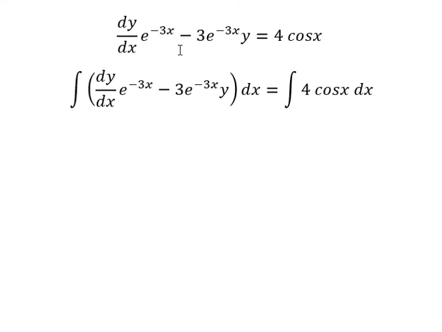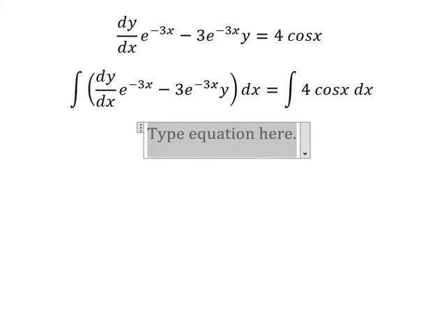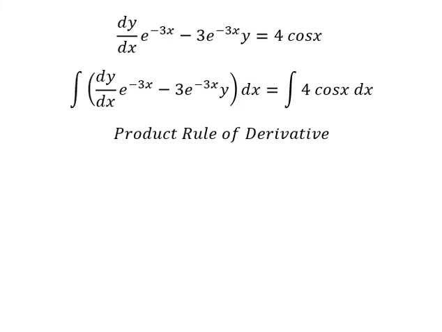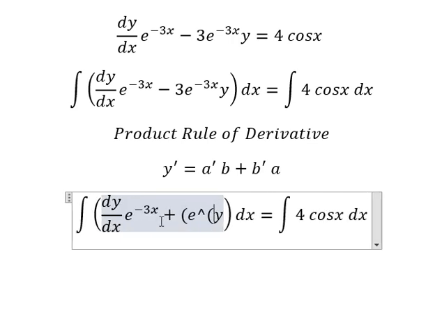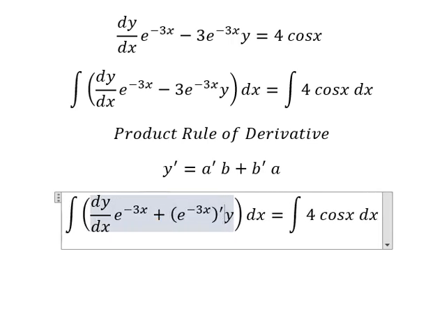Next, we can use the product rule of the derivative. So we have the first derivative of y equals the first derivative of a multiplied by b plus the first derivative of b multiplied by a. So if we look carefully at this one, we have the first derivative of a multiplied by b. This one, that is the first derivative of b multiplied by a.